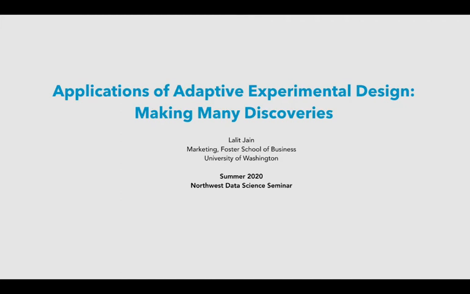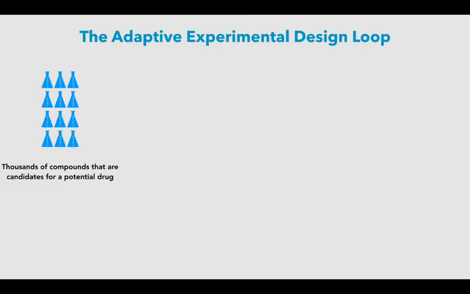Today I will be talking about adaptive experimental design methods for making many discoveries and some applications of these. So I'll start off with the standard adaptive experimental design loop. In many scientific applications, we are faced with a large set of potential candidates, and your goal is to discover some effective set of them. For example, in drug discovery, we may have access to thousands of compounds, and we are interested in finding the most potent ones for a specific target.